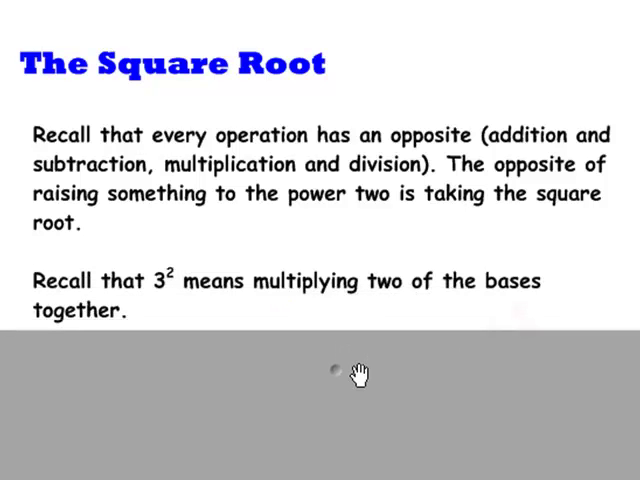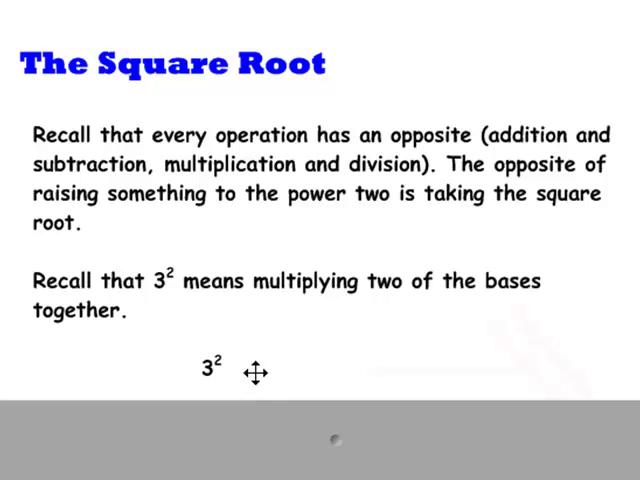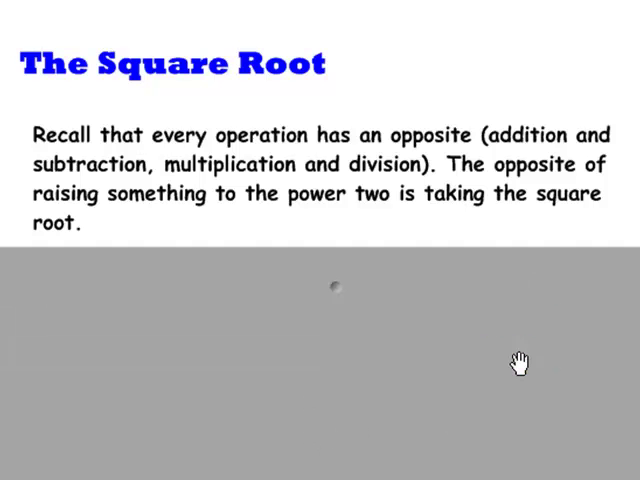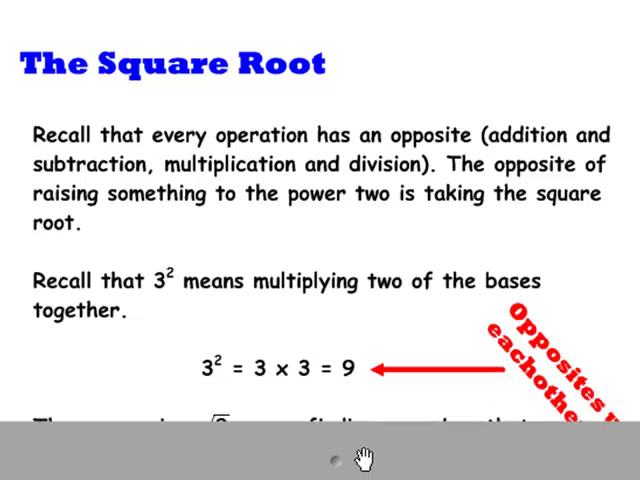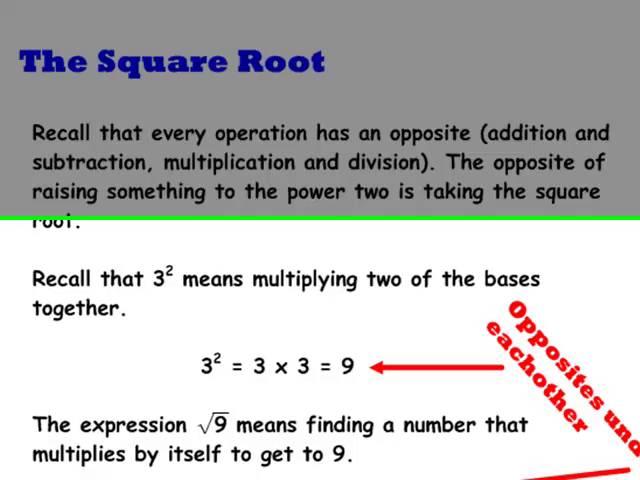Recall that 3 squared means multiplying 2 of the bases together. So that looks like this. 3 squared is equal to 3 times 3 is equal to 9. The expression square root of 9 means finding a number that multiplies by itself to get to 9.